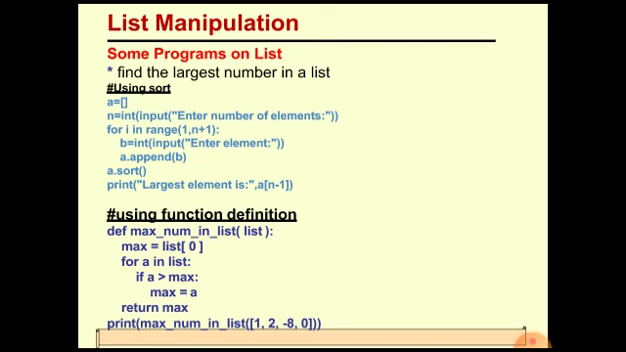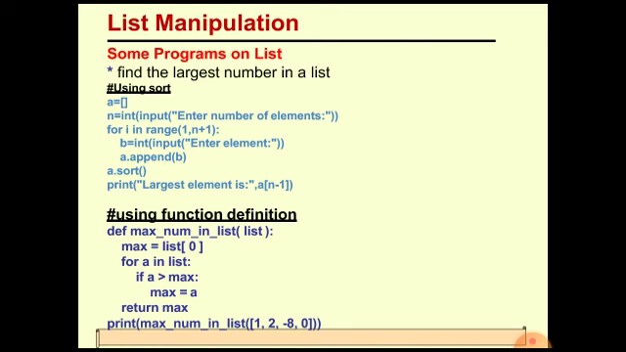This time, 2 is greater than 1, which means a is greater than max, so this if condition will be true. When the if condition is true, the max equals a statement will be executed. So a will be assigned to max, and this new max value, which is 2 in this case, is what will be compared from now on.